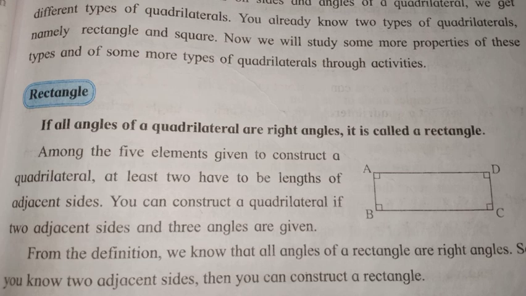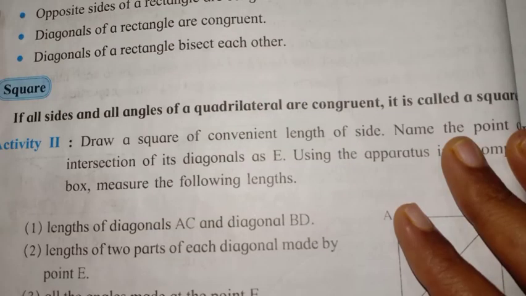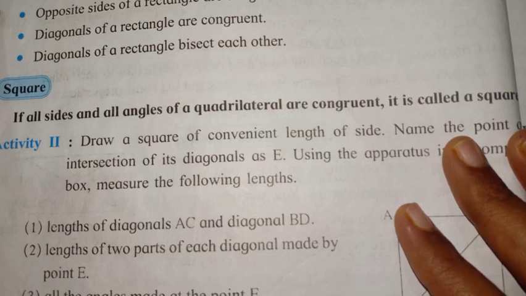First one is rectangle. What is a rectangle? If all angles of a quadrilateral are right angles, it is called a rectangle. And one more property you know, that opposite sides of a rectangle are congruent. Next is square. If all sides and all angles of a quadrilateral are congruent, it is called a square. All angles are congruent means all angles are right angles.